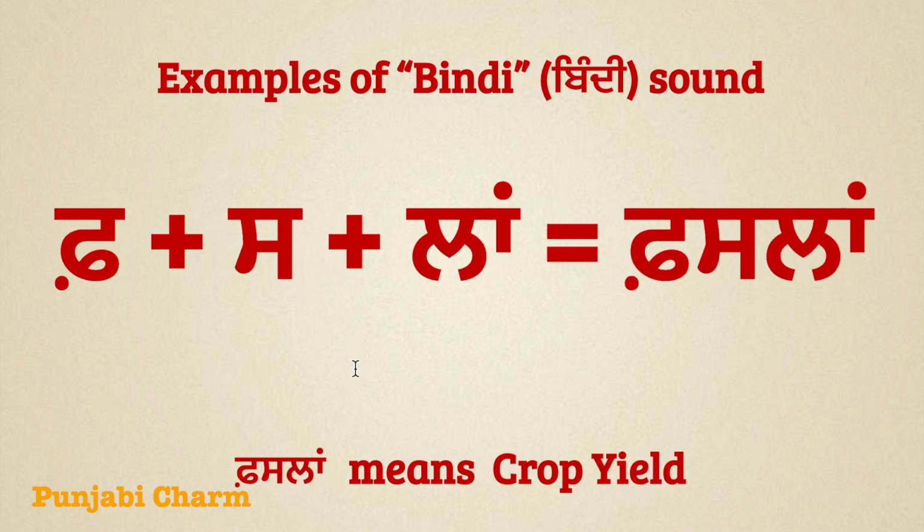The next word is fasla. Fasla means crop yield. And to read this word, we can say Faffe nu mukta fa, Sassa mukta sa, Lalle nu kanna utte bindi la, fasla. You can repeat after me. Fasla.